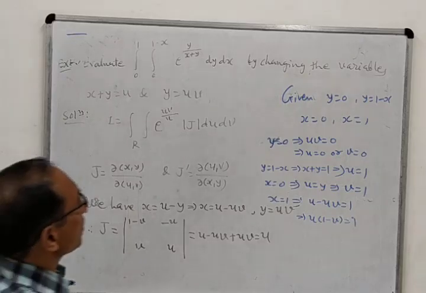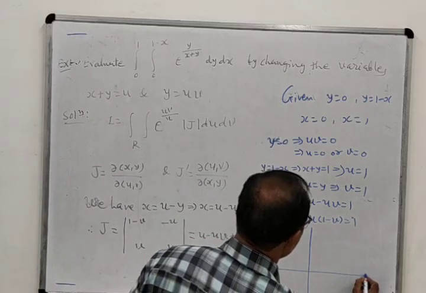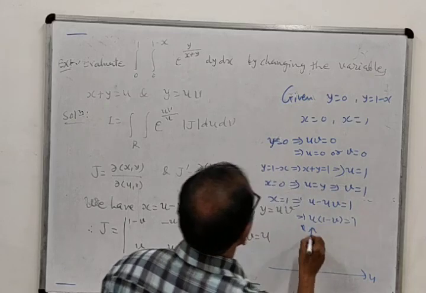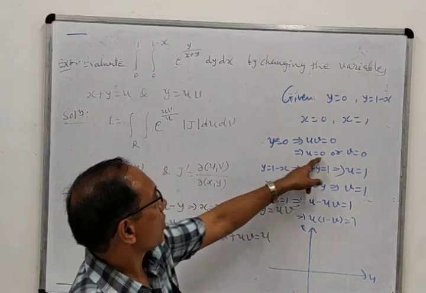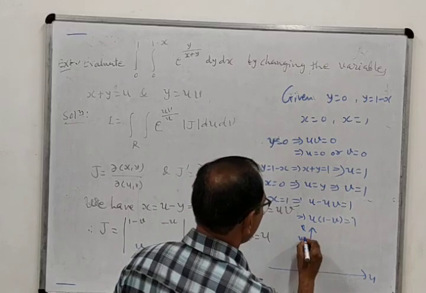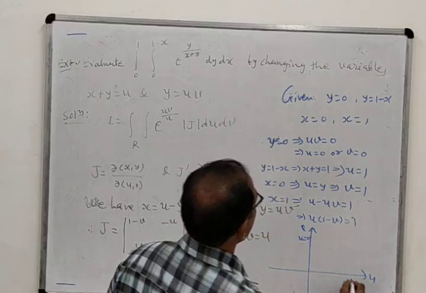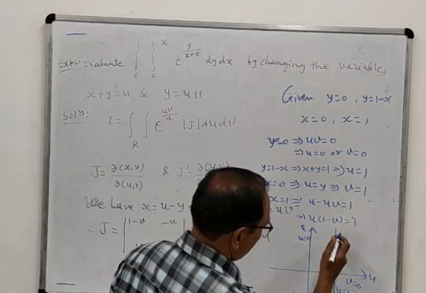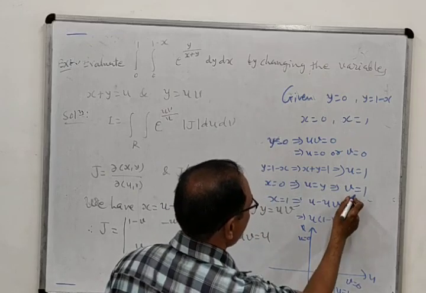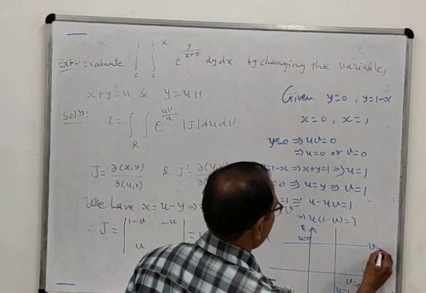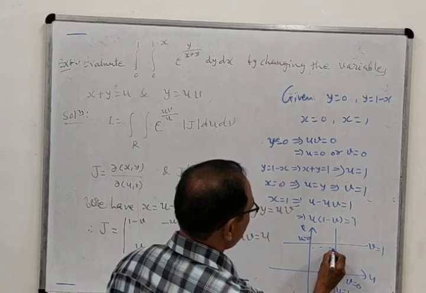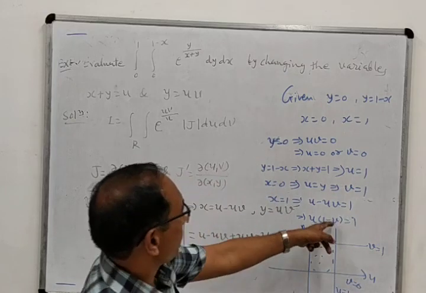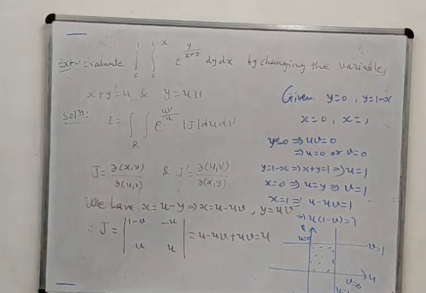So if we draw the figure, what will happen? We have the uv plane. First of all, we have u equal to 0 or v equal to 0. So u equal to 0 is the v axis, v equal to 0 is the u axis. U equal to 1 is this line perpendicular to the u axis, and v equal to 1 is this line. So actually the region is already obtained, so there is no need of this one, because u into 1 minus v equal to 1.